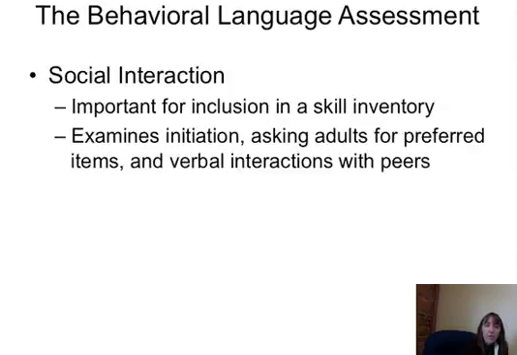Social interaction. Very nice to include this in an inventory, even a quick read on a student inventory. And one thing I really like is it emphasizes initiation and asking adults for preferred items and verbal interactions with peers. So a 1 doesn't initiate interactions with others. A 2 approaches others to initiate an interaction. A 3 readily asks adults for reinforcers. A 4 verbally interacts with peers with assistance. And a 5 regularly initiates and sustains verbal interactions with peers.